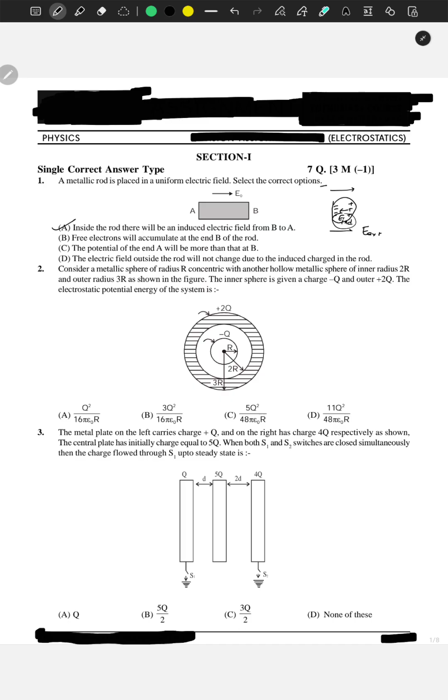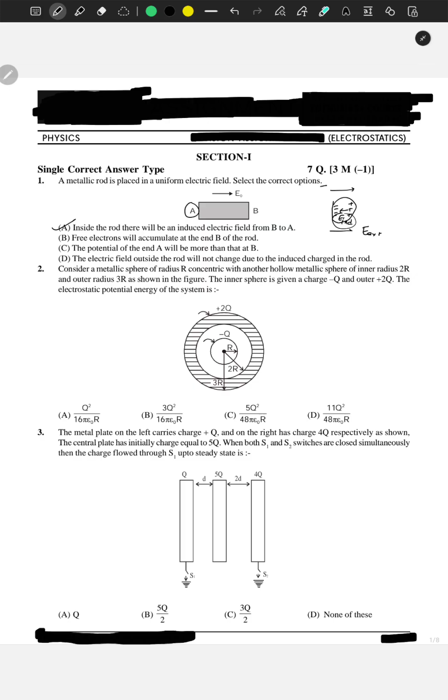Second option, free electrons will accumulate at the end of the rod B. No, the electrons will accumulate at the end A, not B. The potential at end A will be more than that at B. No, again wrong, because the electrons will be at end A. So end A will be at less potential, right? Because it will be negative.